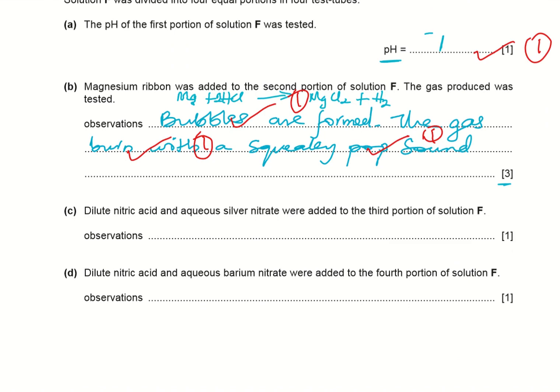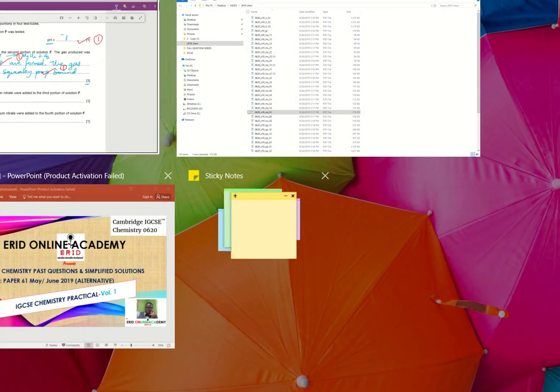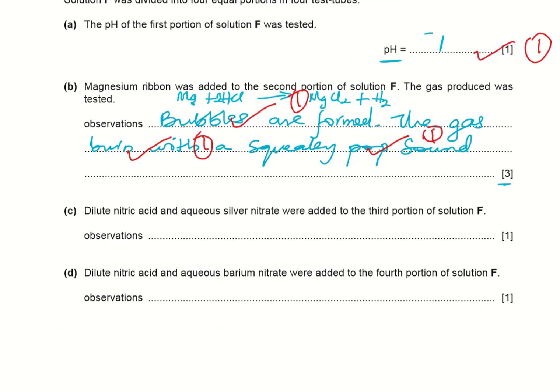Dilute nitric acid and aqueous silver nitrate were added. Whenever you have silver nitrate with something that contains a chloride, don't forget that solution F contains a chloride.